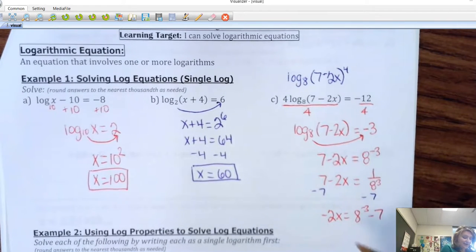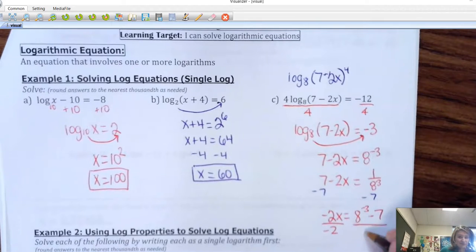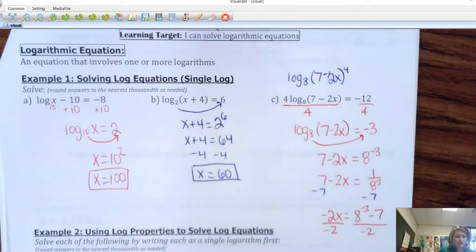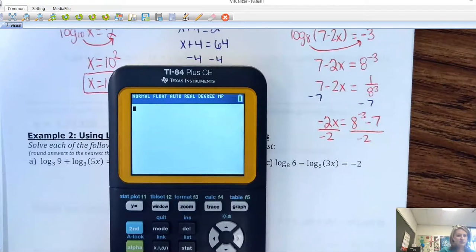And then I'm going to divide that whole thing by negative 2. Now, you're going to see in these directions, it'll say round to the nearest thousandth as needed. I didn't need it for the first two problems, but for this one, we will. Okay, so I just grab my calculator.